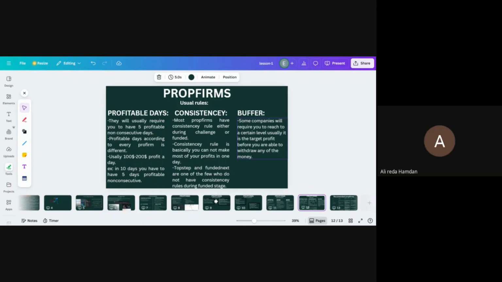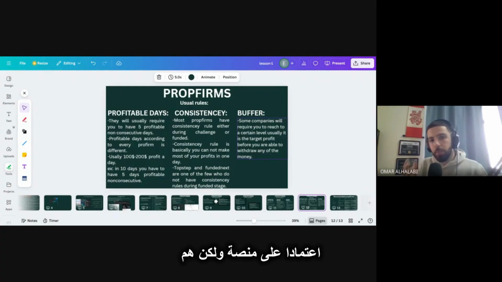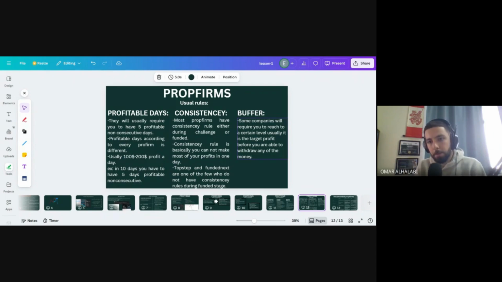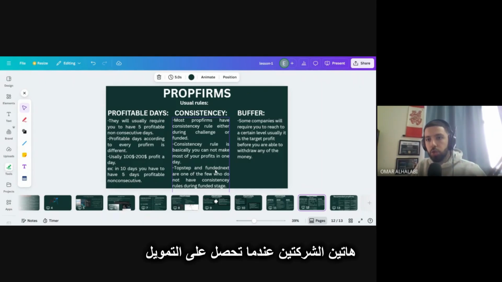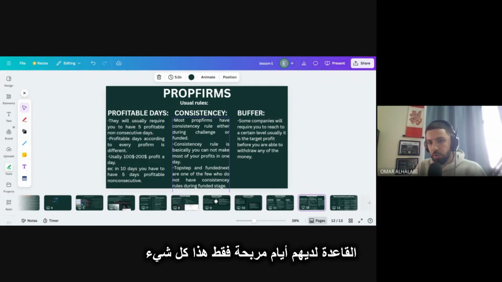Two questions. Go ahead. Will these rules be available across all platforms, or does each platform use a different kind of rules? Some of them don't even use them, depending on the platform. But if they say consistency, this is what they mean. For example, at Topstep and Funded Next, when you get to the funded stage, level 2, they do not have the consistency rule. They only have profitable days.